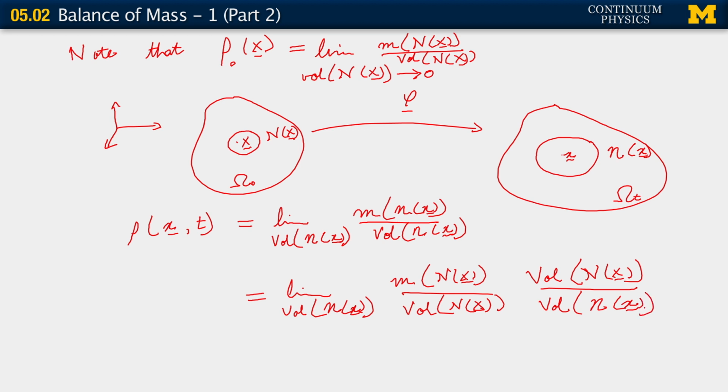Now, remember that the limit of a product is the product of the limits. I'm not going to go through all of that process, but we see that now when we take this limit, sorry, I need to specify that this volume is going to 0. Forgot to write that limit there. Now, the limit of a product is a product of the limits, and from the first term in that limit, we know that we get back rho 0 of x.